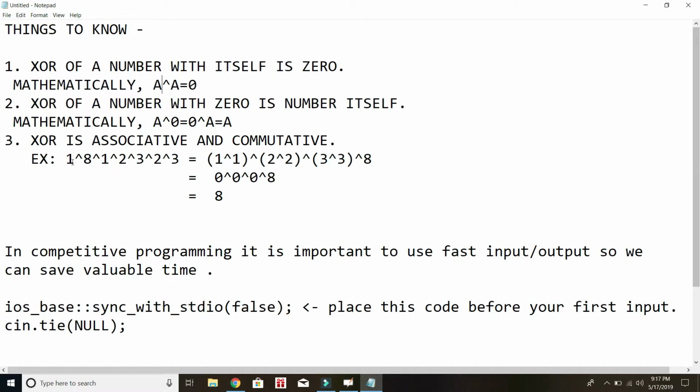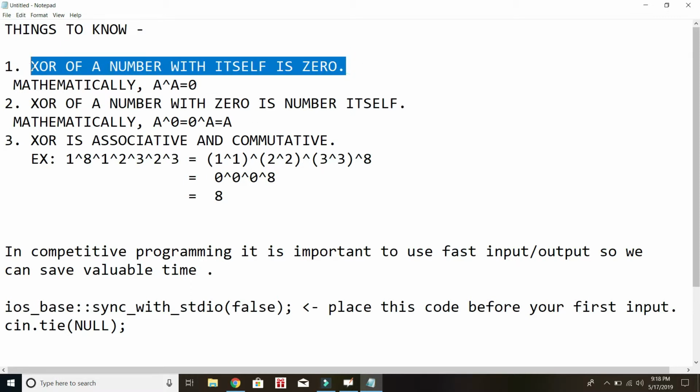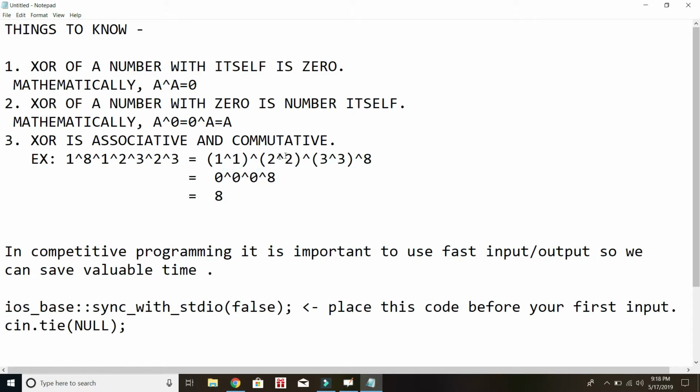So if you are doing XOR of multiple numbers like these, you can do the XOR operation in this order or in this way. The answer would be the same. So like you have 1 XOR 1, you can arrange this XOR operation in this way. So you know that 1 XOR 1, that means the XOR of a number with itself is 0. You can look at the first point, XOR of a number with itself is 0, so this goes 0. Similarly this and this and this, they go 0, and 8 remains as it is.